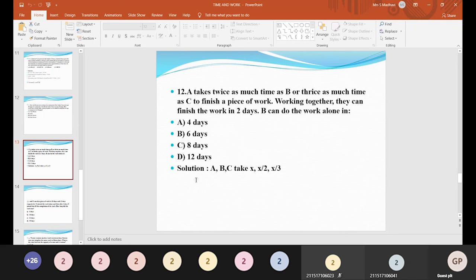So 6 by x is equal to 1 by 2. Now we get the x value as 12. On solving the equation 1 by x plus 2 by x plus 3 by x is equal to 1 by 2, we get x is equal to 12. So here B's job is 2 by 12, and 12 divided by 2 is equal to 6 days to finish the work. So B can finish it in 6 days. Option B is the right answer.